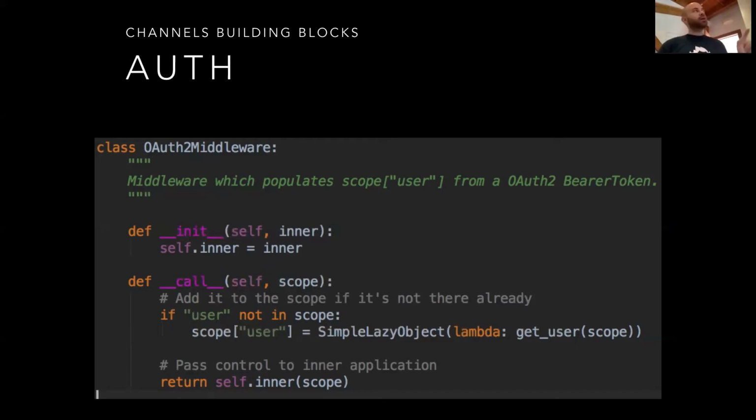The important part here is the line where it says scope user equals SimpleLazyObject. SimpleLazyObject is just a thing in Django, if you don't know, where it won't actually run the method that's in that lambda until someone actually tries to access scope user. So it just maintains a reference until someone actually tries to use it, and then it will run the get user method and return the result of it. So nothing super crazy or important here. It's actually that get user method that does all the authentication stuff.